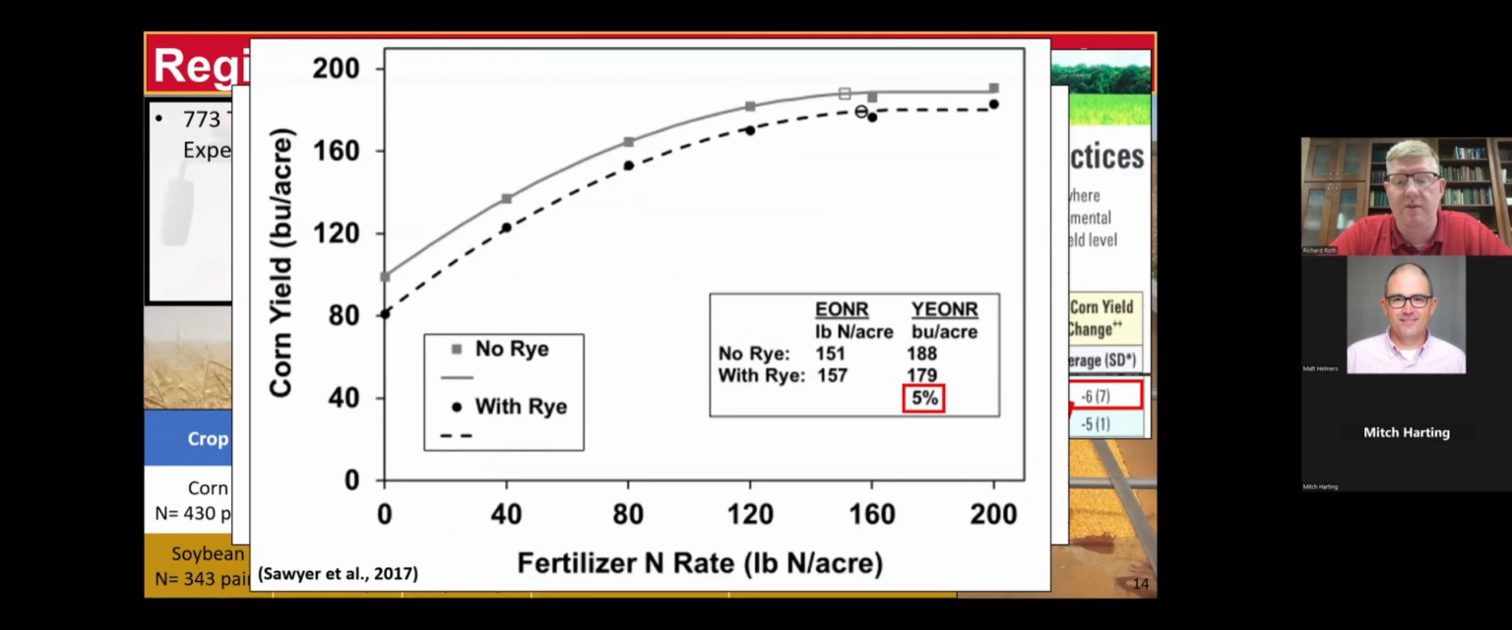Also, John Sawyer, who used to have my position at Iowa State, did a lot of work with cereal rye and corn. And he found about a 5% average reduction in yield across most of his studies as well.